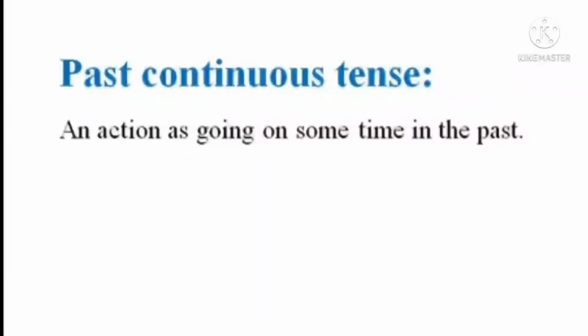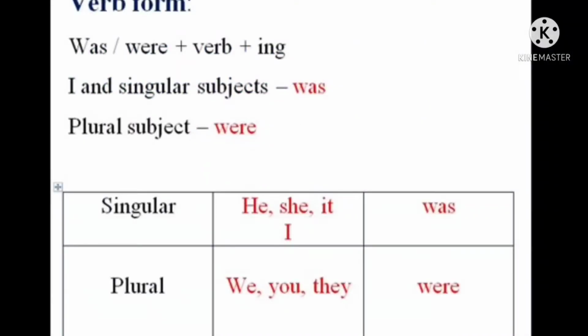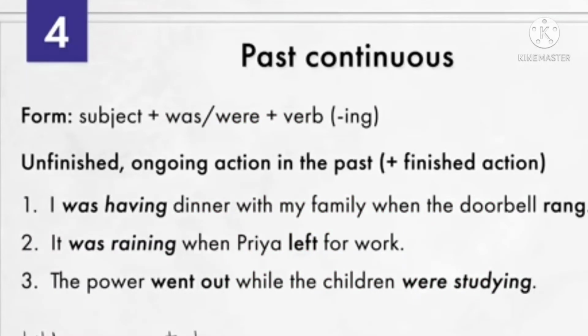Now see past continuous tense. Past continuous refers to an action going on at some time in the past. We make past continuous with subject plus was or were plus verb plus ing. It is an unfinished, ongoing action in the past. If we mention a finished action that interrupted an ongoing action, it denotes an action that was happening at some time in the past. Look at the example. I was having dinner with my family when the doorbell rang.